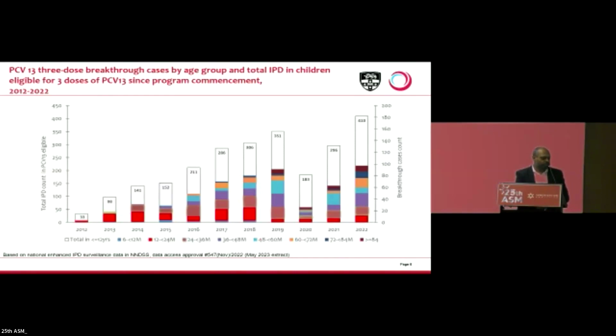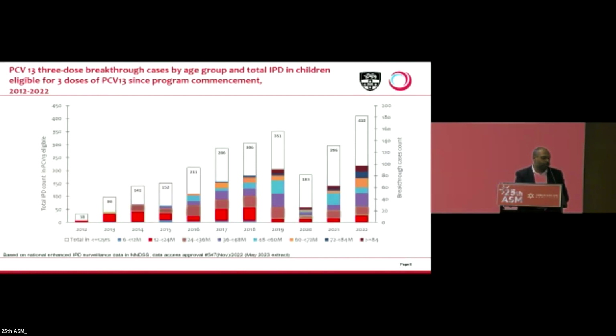So those second and third years of life, so the red and green portions of the bars. And that was the main reason for that change in that schedule: to have a booster dose to assure more protection in the toddler years. And that we see happening.